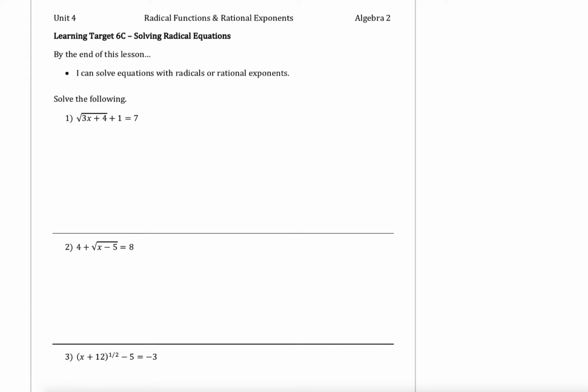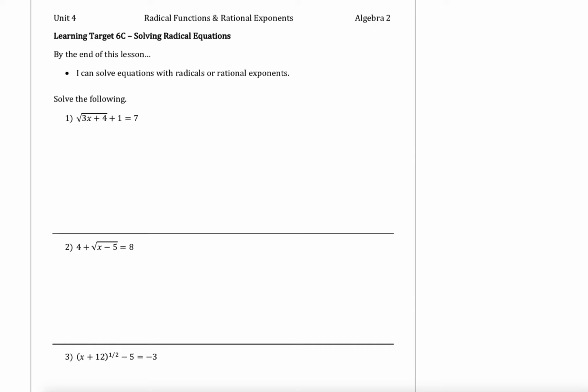Continuing on with Unit 4, this video is going to focus on learning target 6C, which is all about solving radical equations. By the end of this lesson, you will be able to solve any equation with a radical or rational exponents. So let's jump right into some examples here.